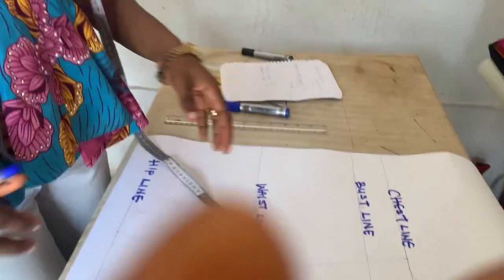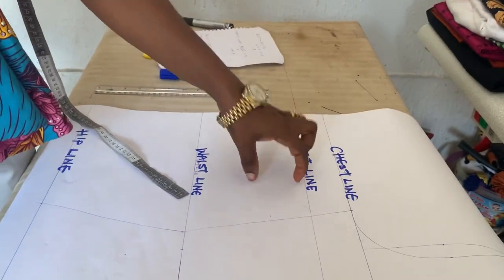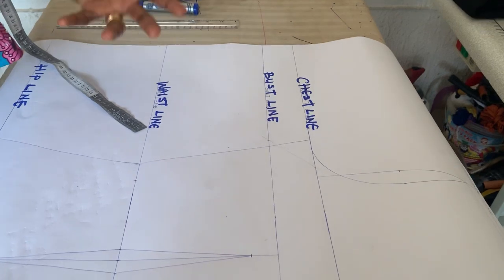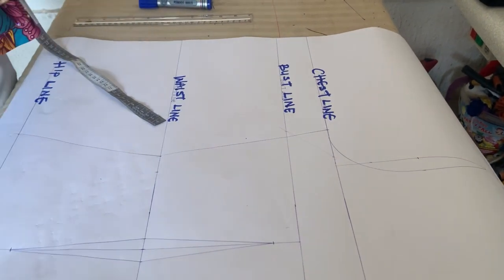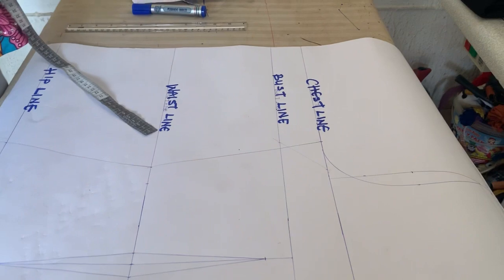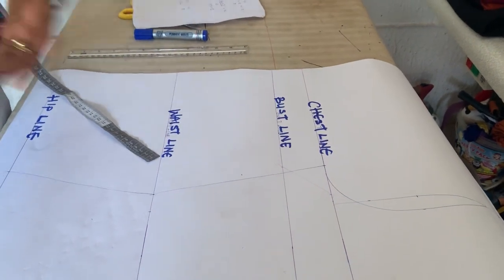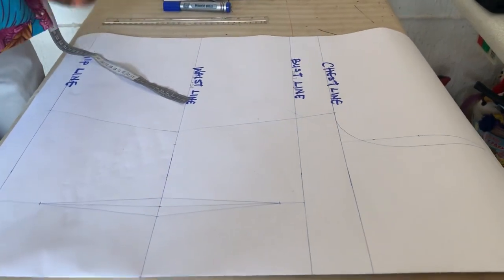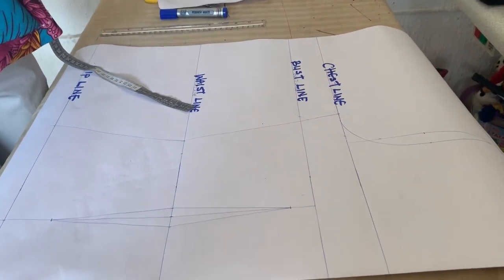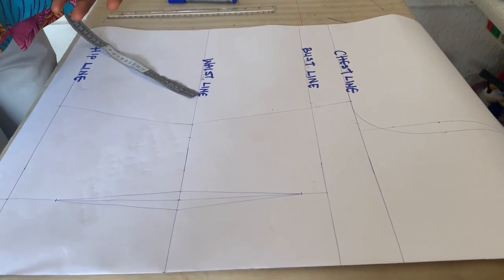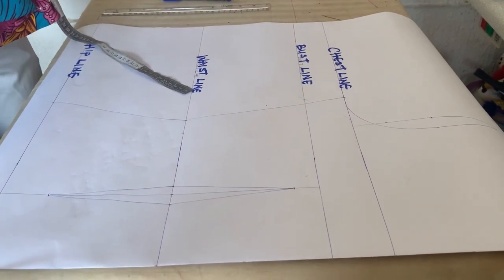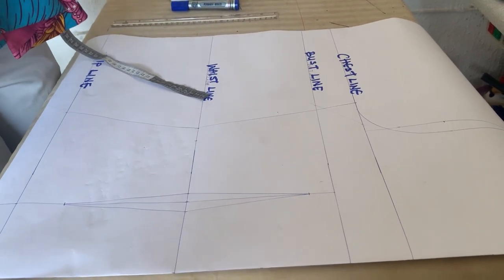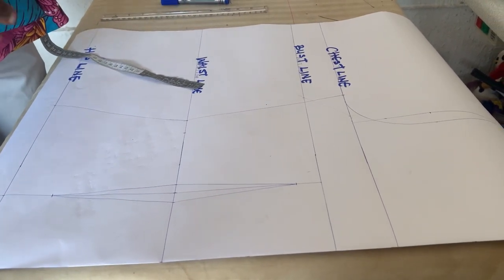Now I'm going on to measure out my bust dart. As I explained earlier, the bust dart is a short triangle fold that helps a garment fit properly to the bust area. It starts from the side seam, and the tip ends half an inch, a quarter of an inch, or an inch from the bust point. Note that your bust dart mustn't get to your bust point.